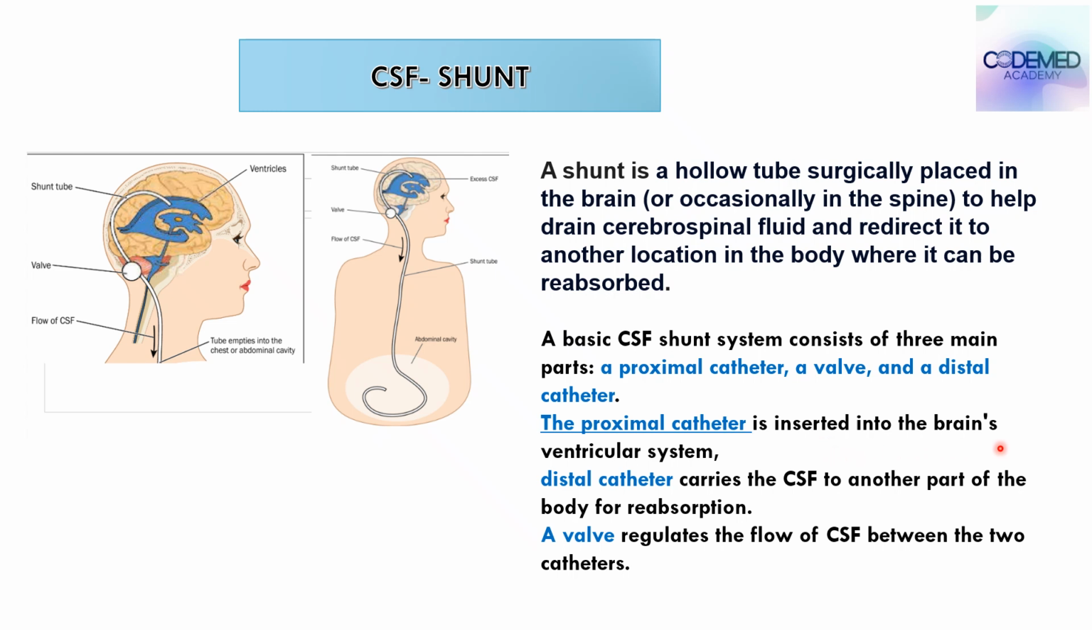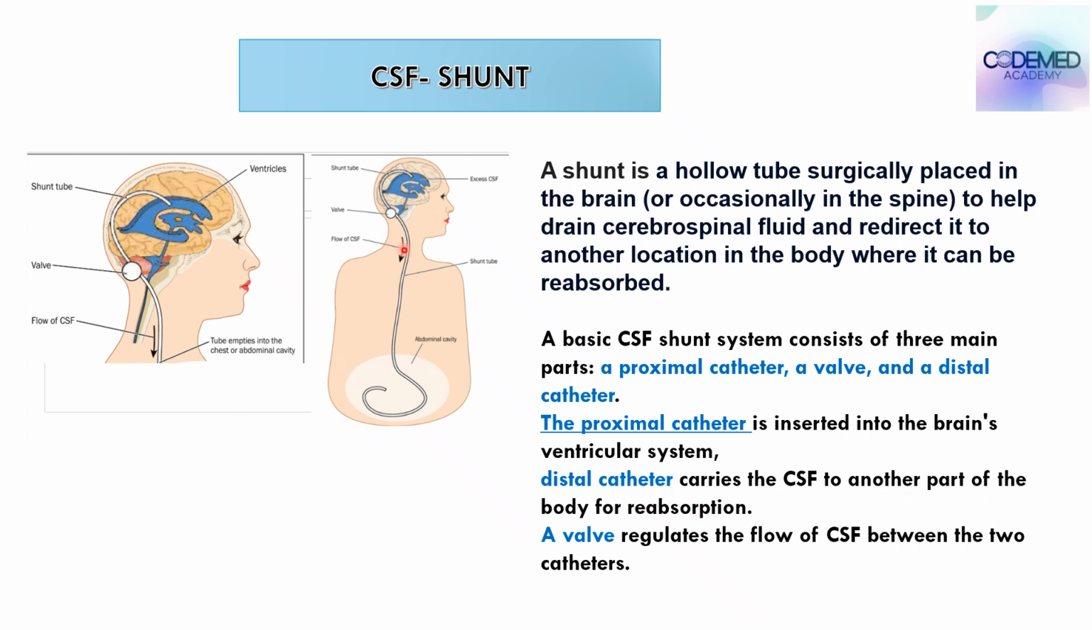The proximal catheter is inserted into the brain's ventricular system. Ventricles are nothing but, the brain also has ventricles, remember. Otherwise, ventricle might confuse you with the heart. Okay, the distal catheter carries the CSF to another part of the body.